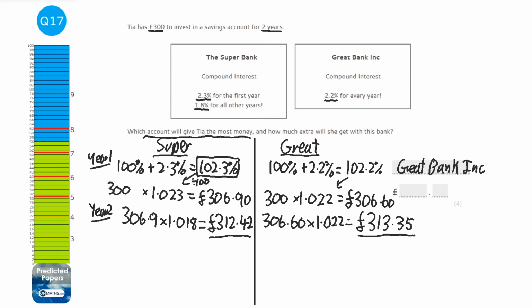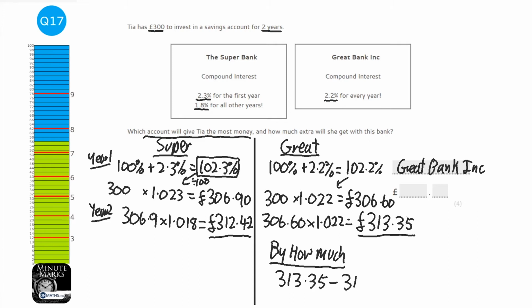Inc. And it says by how much. So I'm going to get that by how much. Let's show the examiner what I'm doing. So I'm going to do 313.35, take away 312.42. So 313.35, take away 312.42. And I get the answer of 93p. So £0.93.